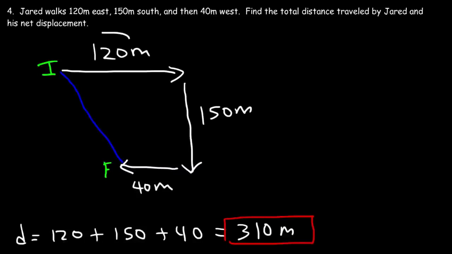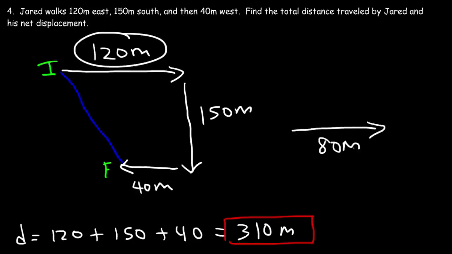So if he traveled 120 meters east and then 40 meters west in the x direction, his net displacement is only 80 meters to the right. So this is positive 120 and this is negative 40 in the x direction. If you add those two, that's going to give you positive 80 in the x direction. In the y direction, there's only one number, 150, so we can't do anything with that. So now we could find the hypotenuse.